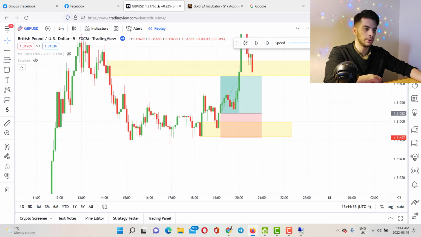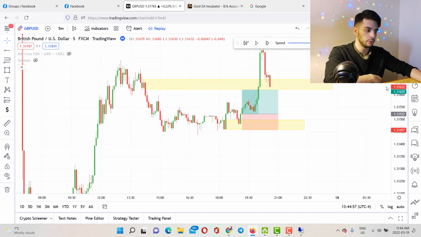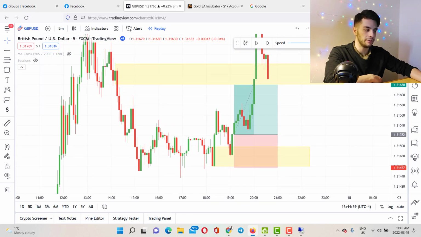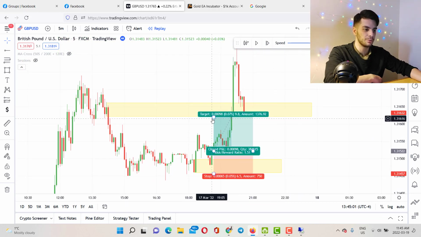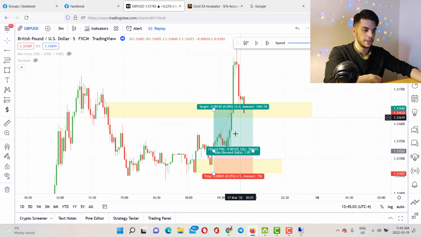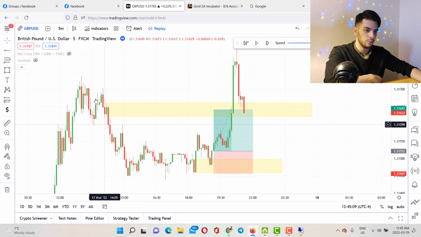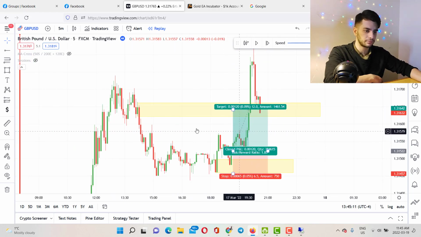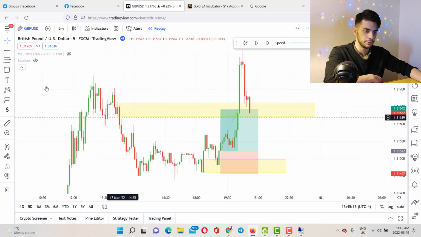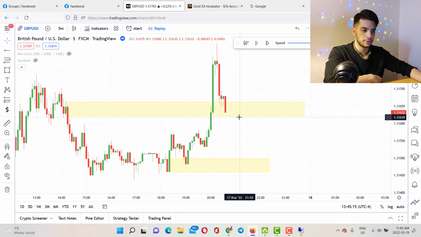Boom! Look at this. Beautiful 1-to-1.5 risk reward ratio trade. But you know, you could also take it all the way to here. I personally close it after this candle close. I'm not going to leave it on. I usually don't do that when I have this high probability order block. And also we have this beautiful huge candle here, so I personally wouldn't do that.